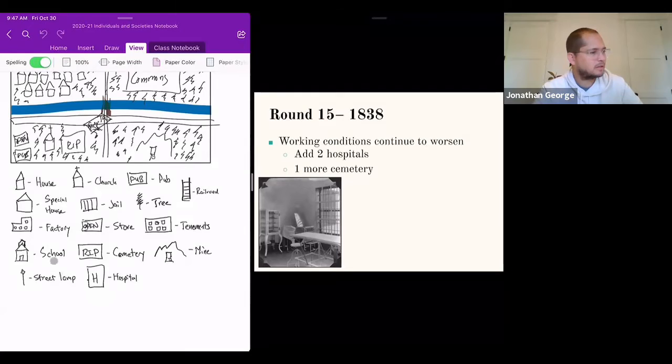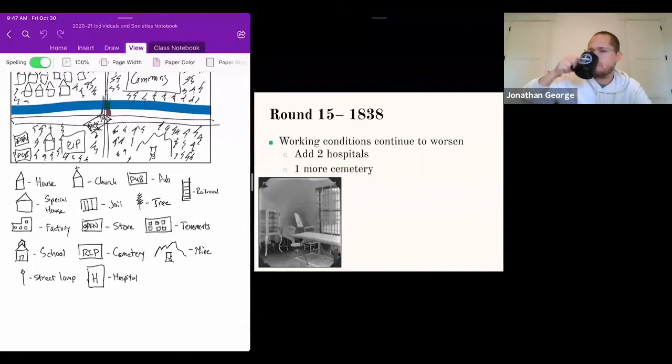And what does a hospital look like, what do I do with a hospital? I just did a square or rectangle with an H.